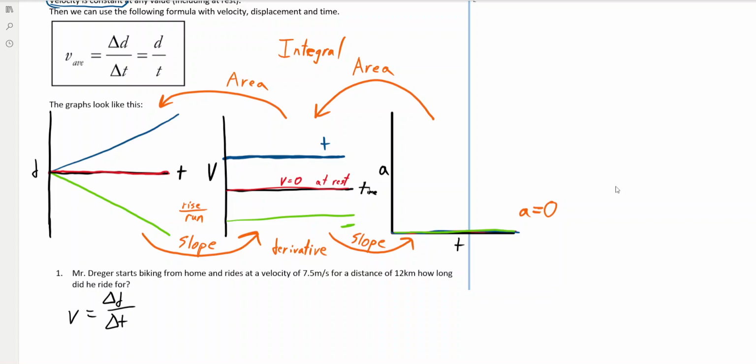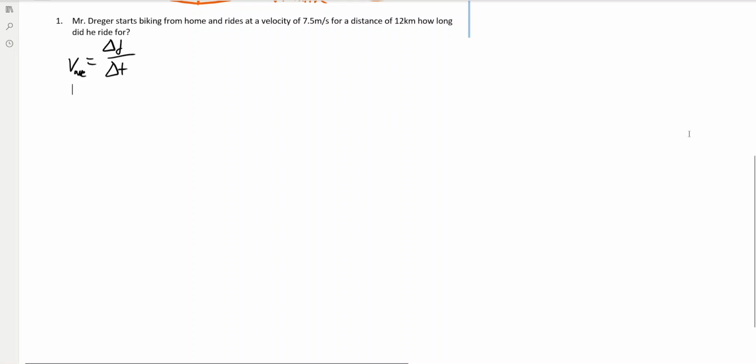For a distance of 12 kilometers. How long did he ride for? Okay, so this is the formula. Now let's just see how long he rode for. Well, this is how it's written in the formula sheet, but you can just write V equals D over T when you're showing your work, at least for me as the teacher.